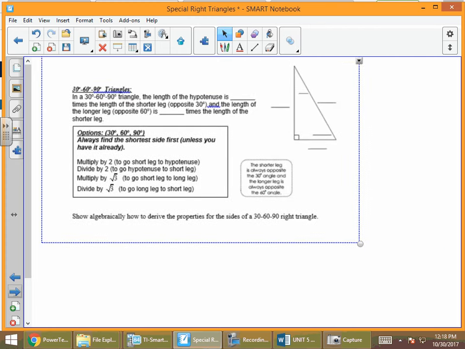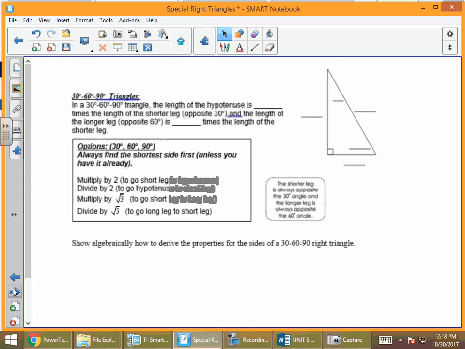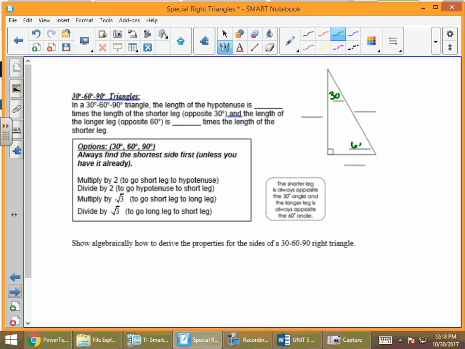Okay. There is this other special type of right triangle. It is a 30, 60, 90 right triangle. Okay? Meaning, one of the angles is 30 and the other angle is 60.